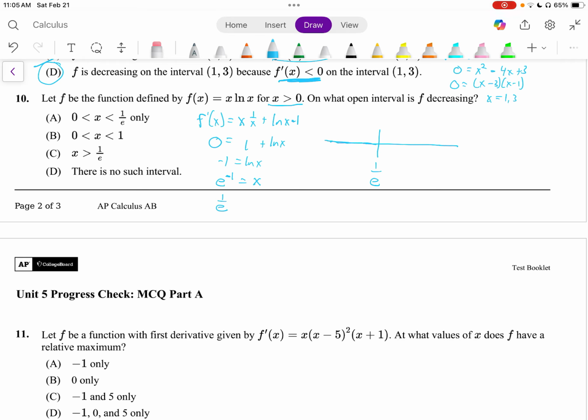So let's pick some values in here. 1 over e is a fraction. So let's pick like 0.1, or we could even pick something to the right of it. So let's pick 2. So picking 2 into our derivative, I should have left it like this before. So this is 1 plus natural log of x.